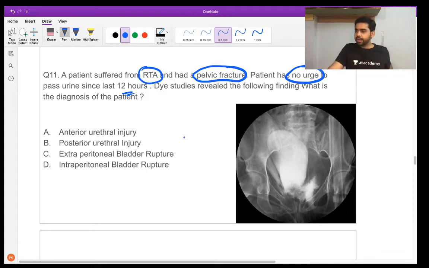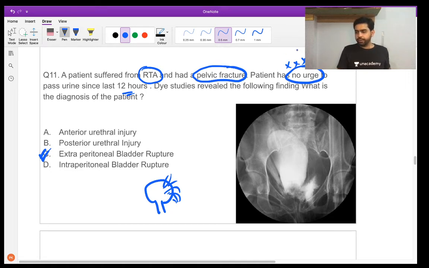Okay, so good, guys. I am happy that you have already reached the first step of the diagnosis. The answer is extraperitoneal bladder rupture. Now, why is the answer extraperitoneal bladder rupture? What is given in the question? The patient suffered a road traffic accident, has a pelvic fracture, and has no urge to pass urine. Why do you get an urge to pass urine? Because your bladder fills up, it distends, and it tells your brain to go and pass urine now. But in this patient the bladder has ruptured, so whatever urine is there goes out and the bladder is not getting distended. If the bladder is not distended, the patient will have no urge to pass urine.